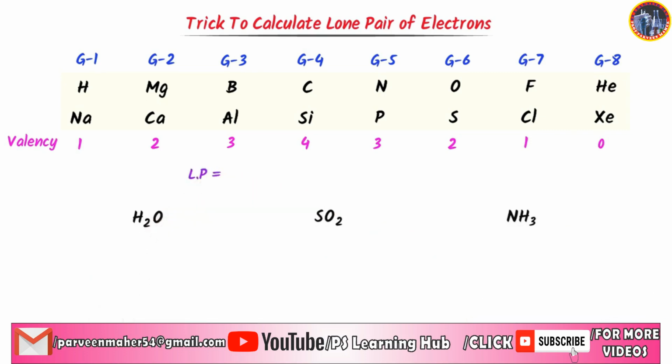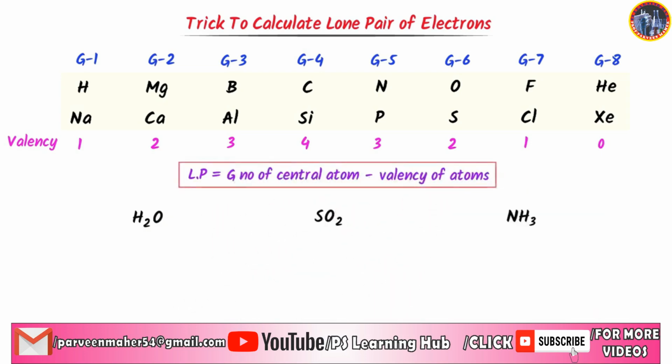Well, to find lone pair, I use my personal formula: group number of central atom minus valency of atoms. For instance, in case of H2O, oxygen is the central atom, minus there are 2 hydrogen atoms. We know that the group number of oxygen is 6, minus 2, and the valency of hydrogen is 1. I get 4 electrons. 4 electrons means that there are 2 lone pairs of electrons present on central atom.